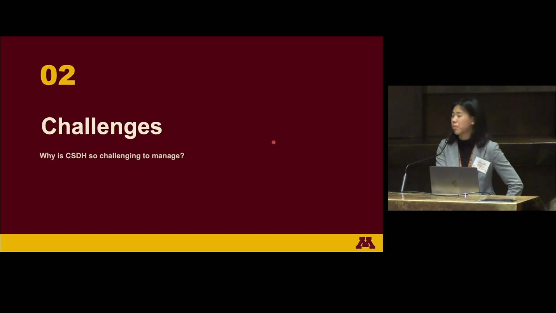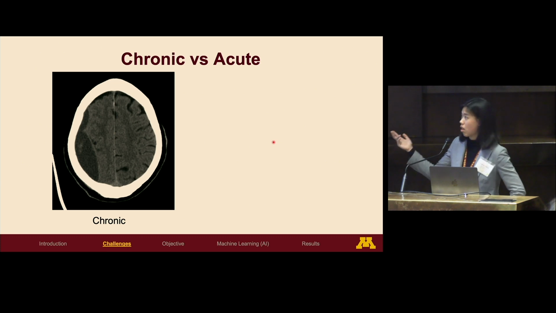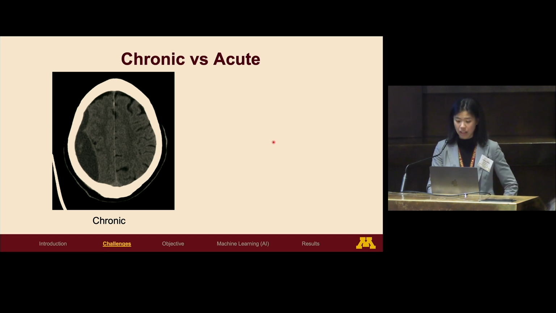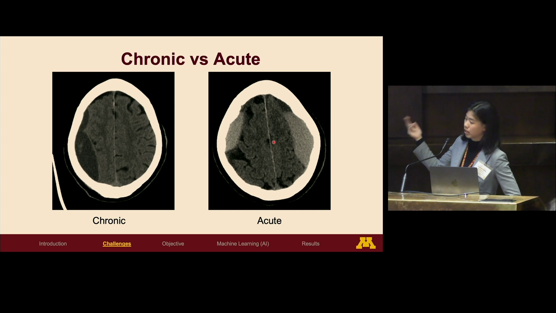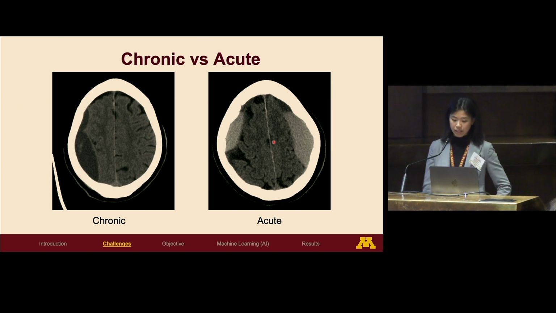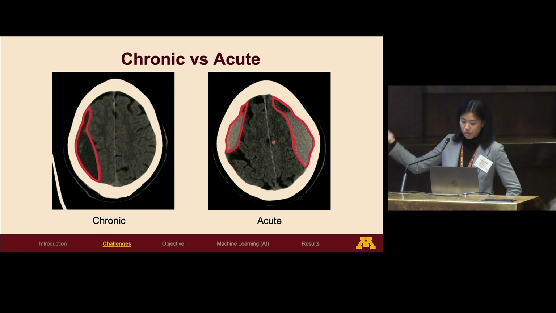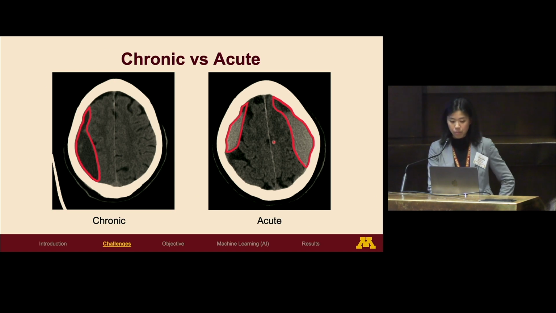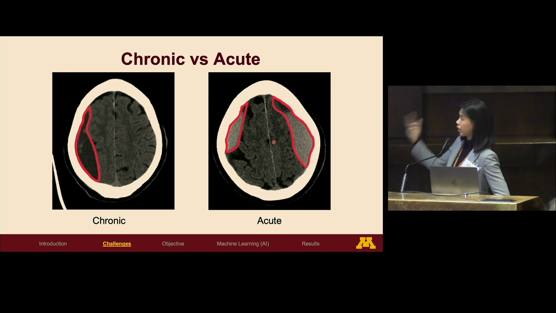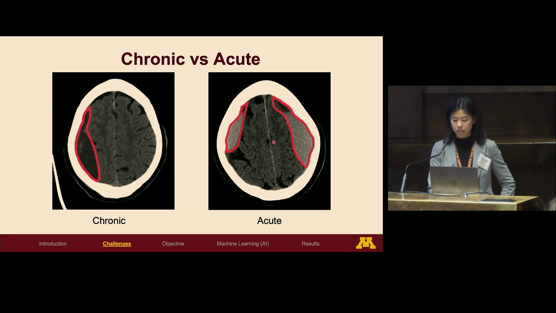So why is chronic subdural hematoma so challenging to manage, you may ask? Here, we see a CT scan of a chronic subdural hematoma. And here's another picture of an acute subdural hematoma. As you can see, the acute is easier to distinguish from the normal brain tissue when compared to the chronic subdural hematoma. So I have circled both hematomas in case we don't know where they are. The chronic blood generally looks way darker, and the acute blood looks way lighter on CT scan.